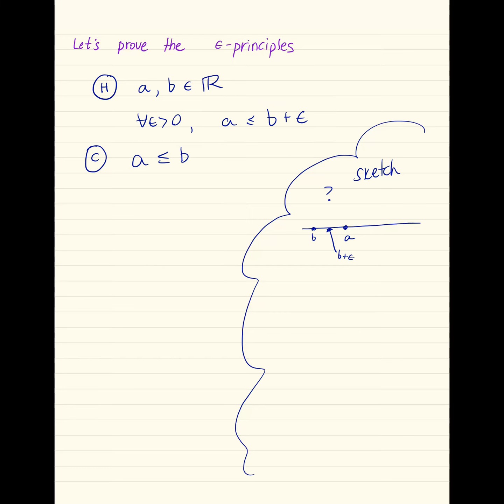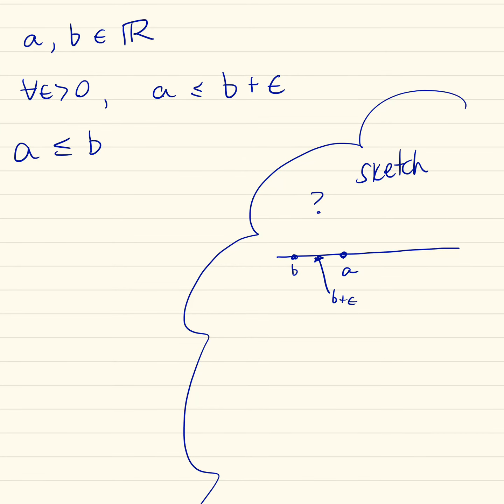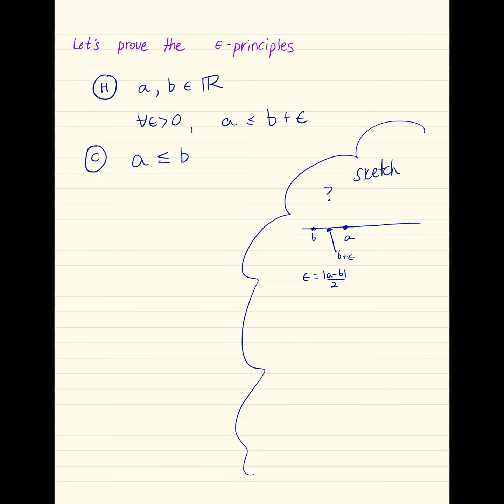What's the epsilon I would use? I could use epsilon to be half the distance between A and B. Does that make sense? If I let epsilon be half the distance between A and B, then I would get a contradiction to the fact that for every epsilon greater than 0, A is less than or equal to B plus epsilon. Okay, so let's go ahead and formally write our proof.